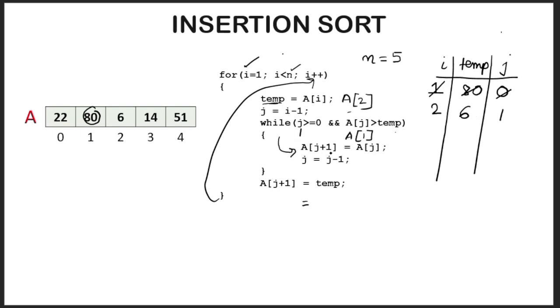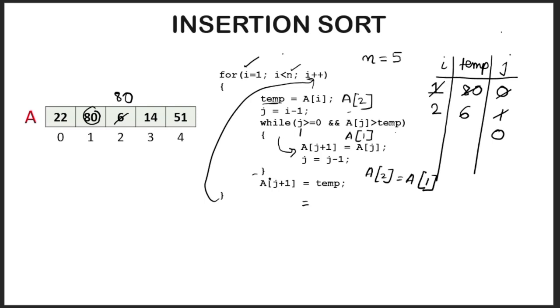A of j plus 1. J is your 1. So A of 2 is equal to A of j. What is A of j? A of 1. So what will happen? A of 2 will store the value of A of 1. So now j is equal to j minus 1. 1 minus 1, j value becomes 0.